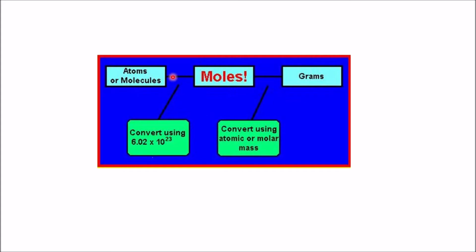Using this relation, we can convert atoms or molecules to grams as well as grams to atoms or molecules. In order to convert atoms or molecules into grams, first we have to convert into moles using 6.02 times 10 to the power 23rd. Once we get the moles, we have to use the atomic or molar mass to convert into grams. Let us see how to solve the problems using this concept.